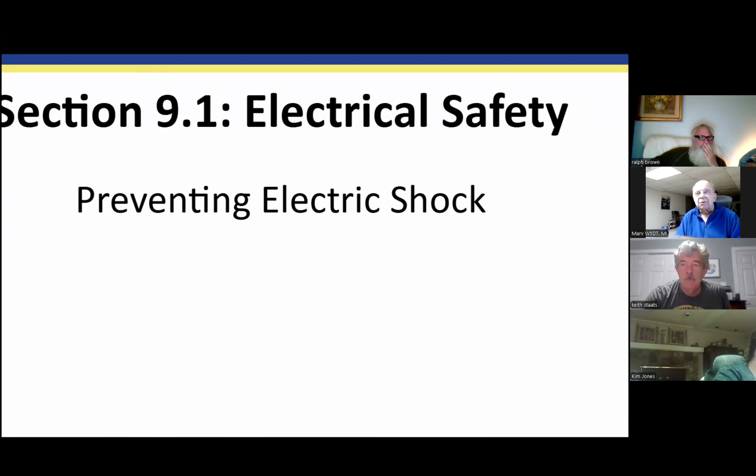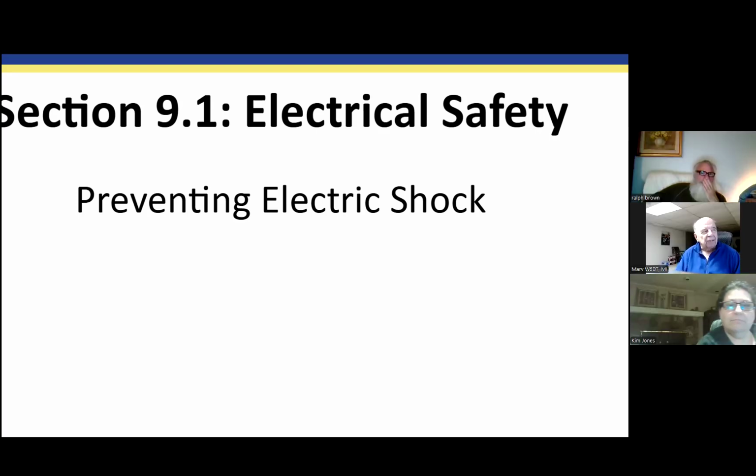When you're setting up your shack, it's incumbent upon you to make sure that you establish safety procedures so that you prevent electric shock, and not only that, but that if something does happen, people can shut down your system.